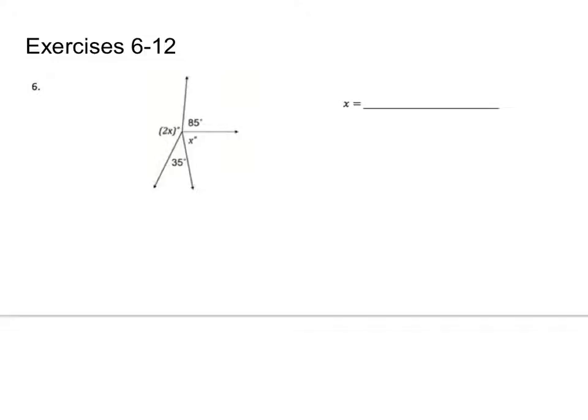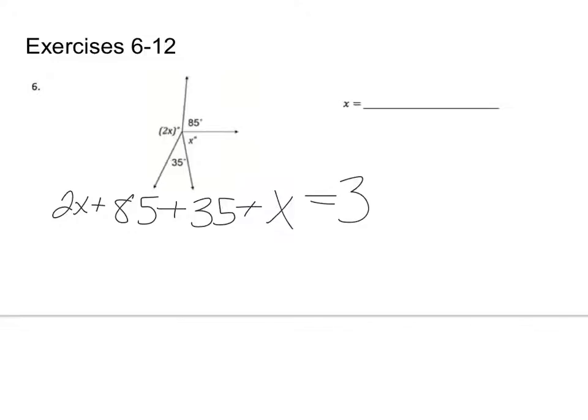Okay, this is angles at a point sum to 360. So I have 360 minus 85 minus 35. Hold on. Let me erase this and start over. First, let's add up everything that we see in the angle. So 2x plus 85 plus 35 plus x. What does this equal? Well, it's sum of angles around a point. So 360.